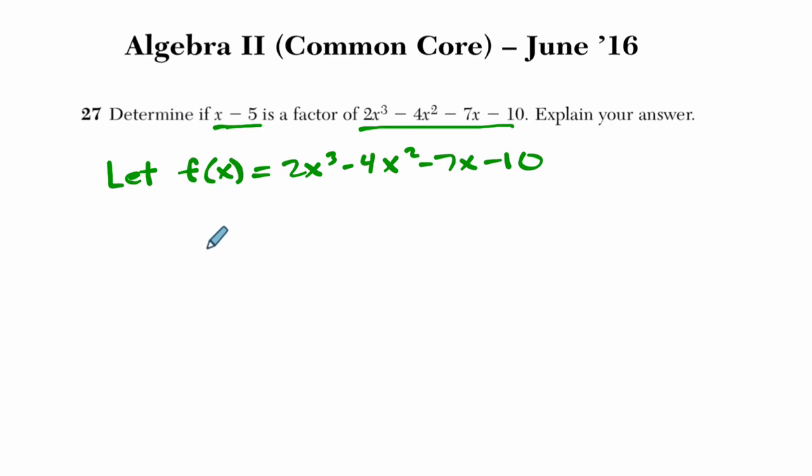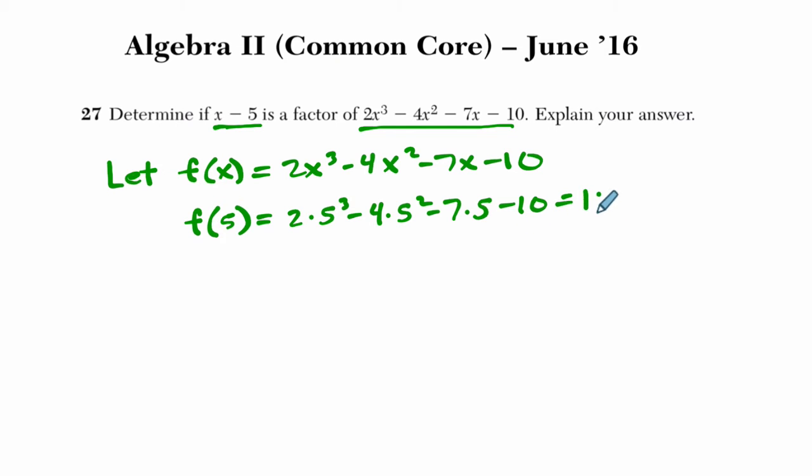And the idea is, one way to solve this, I suppose, you want to find what f of 5 equals. You're plugging this 5 in here, and we'll explain that. And that would be 2 times 5 cubed minus 4 times 5 squared minus 7 times 5 minus 10, and you get 105. So you can say, no, x minus 5 is not a factor.